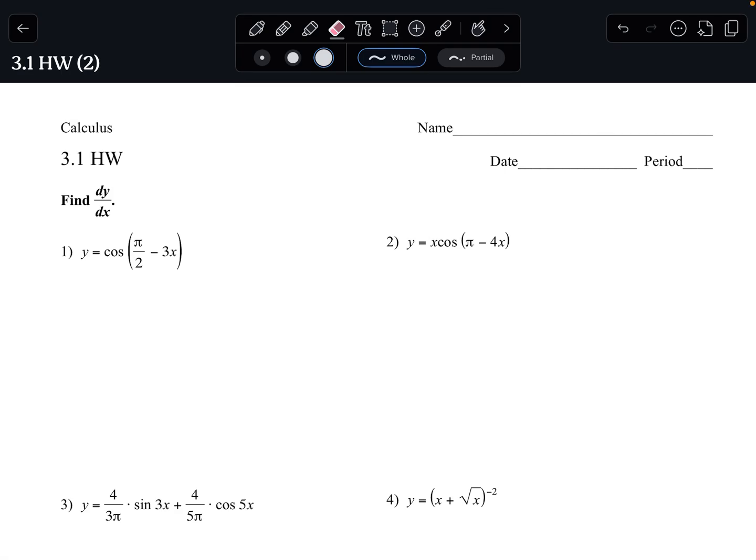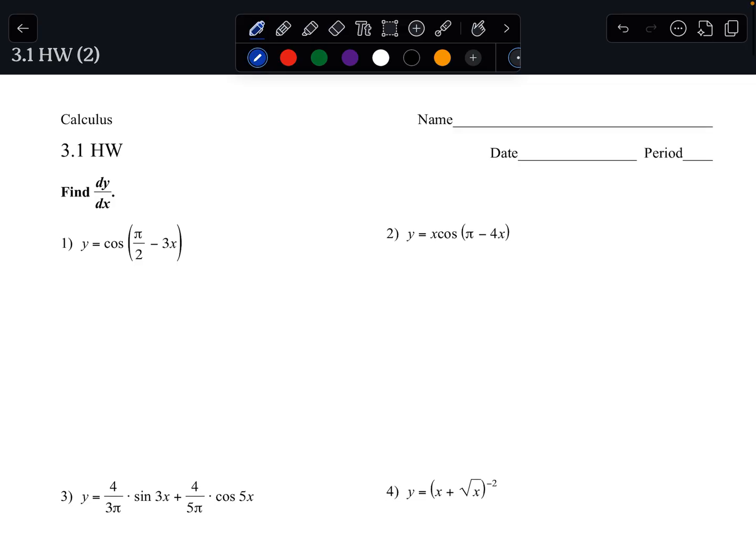Alright, we are going to do 3.1 homework. It's been a minute since we've had any homework, and I don't know about you guys, but I miss calculus. Alright, we're going to do the chain rule today.